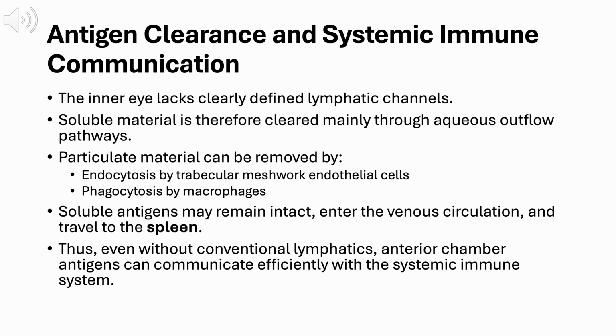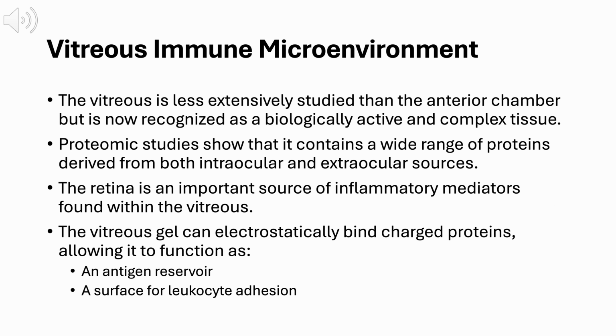Now let's shift posteriorly within this section to the vitreous. Turning to the vitreous, we enter territory that's less studied than the anterior chamber, but increasingly recognized as biologically active and complex, not the inert gel it was once assumed to be. Proteomic studies reveal that the vitreous contains a wide range of proteins derived from both intraocular and extraocular sources, indicating real immunologic participation. A key contributor is the retina, which is an important source of the inflammatory mediators found within the vitreous, so the vitreous reflects the immune state of the tissue behind it.